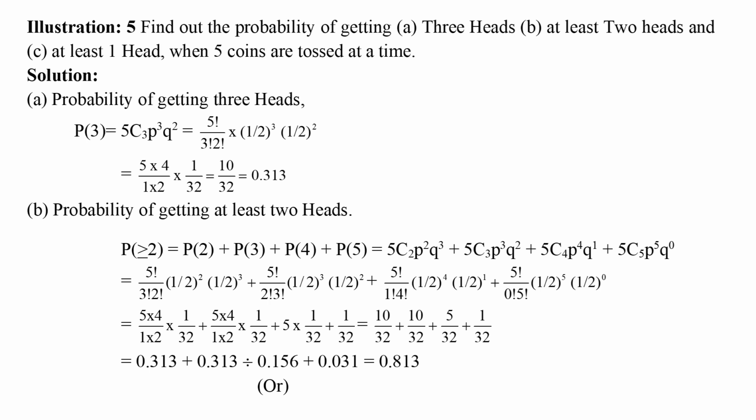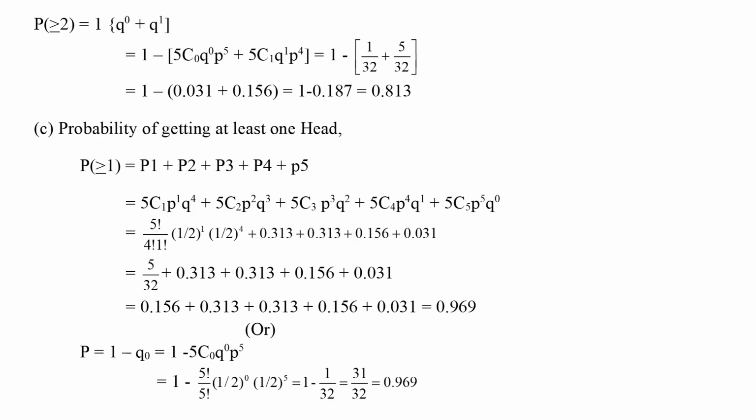Hence 1 minus the sum of P0 and P1 would be the expected result. Probability of getting at least 1 head. This is just like the previous one. That is, P greater than or equal to 1 equals P1 plus P2 plus P3 plus P4 plus P5. Explanation is just like that for the previous question.